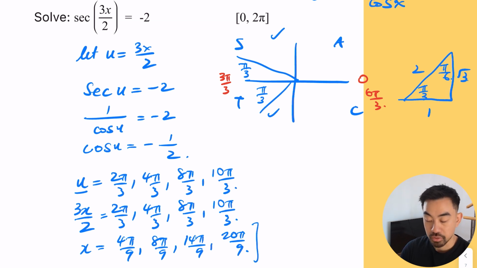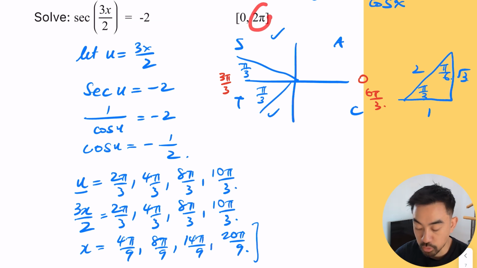Now that should be my solutions so far. Now I know that my solutions can't be bigger than 2 pi. So I just need to check that last value there. So is 20 pi on 9 more than 2 pi?